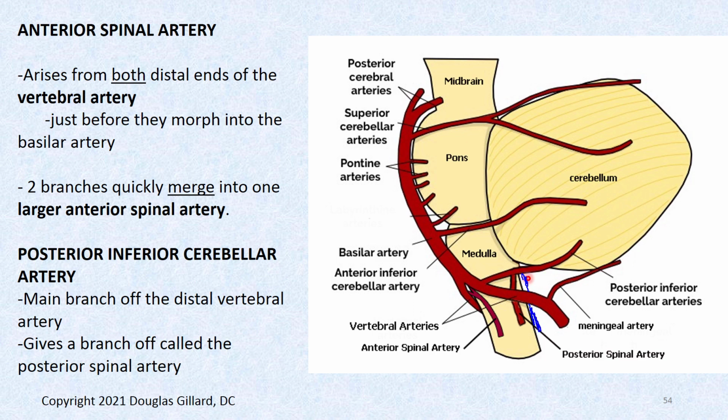The author drew it on the front so you could see it, otherwise it's hard to see. And then the last branch off is this little wishbone here, the anterior spinal arteries, which quickly anastomose together to form the anterior spinal artery, which supplies part of the medulla and the spinal cord. All right, and then remember they come together to form the basilar artery.